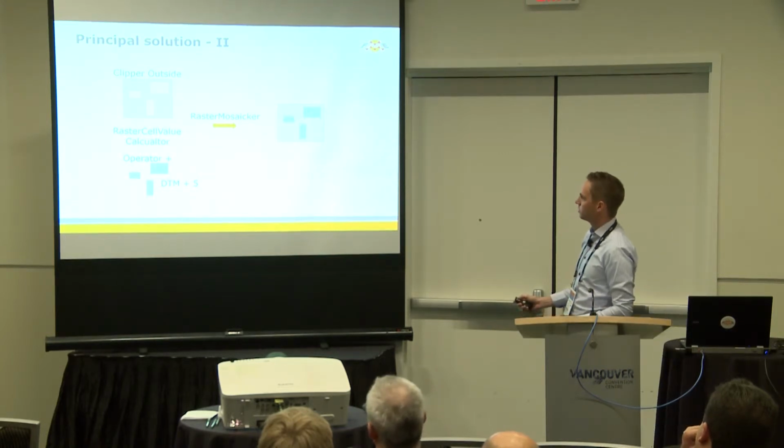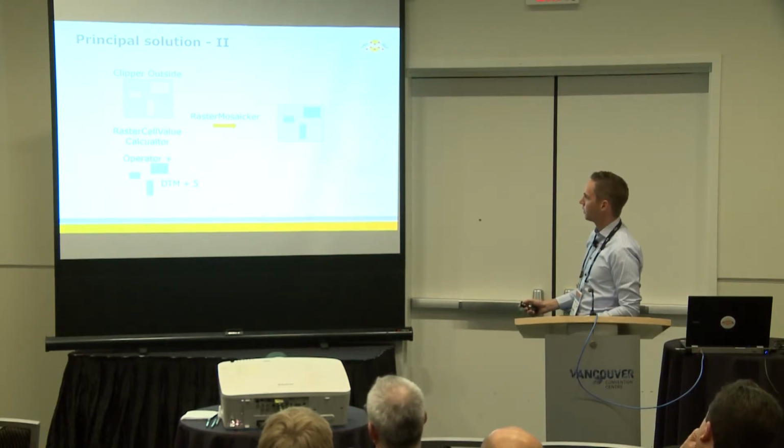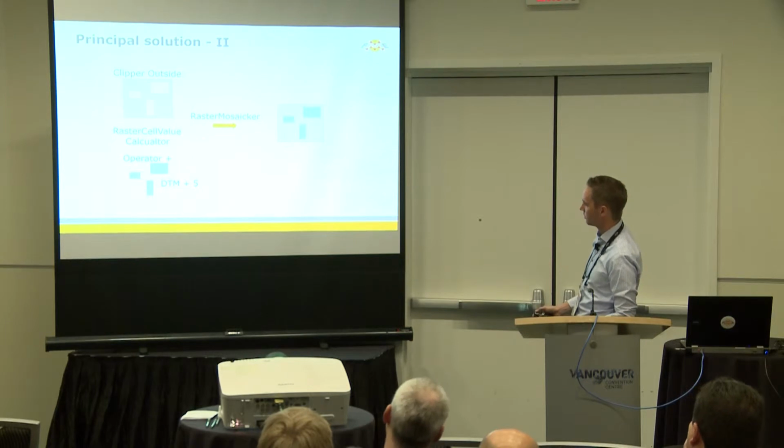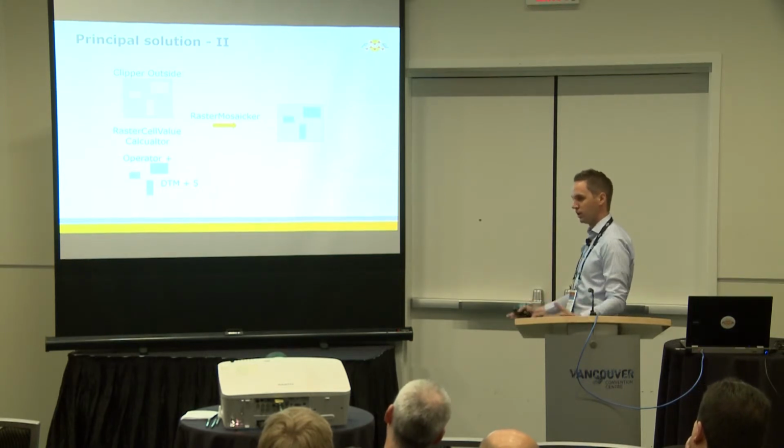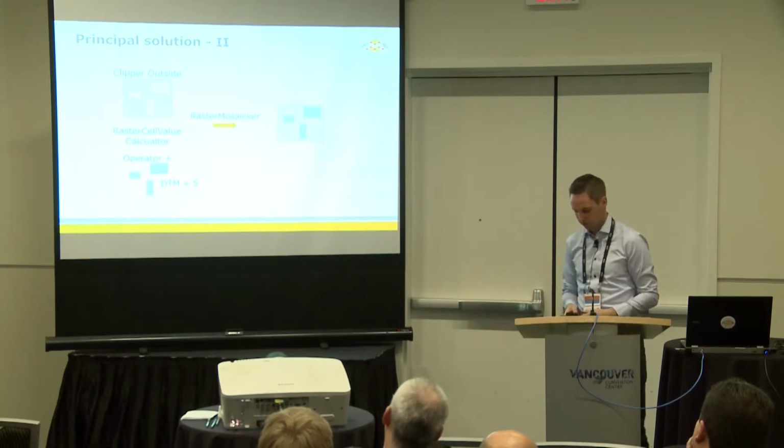And then I just take simply the output from the clipper and mosaic that back with the raster mosaicer, and take the DTM plus 5. And then I get my raster back, and I've only changed the cells that I really want.